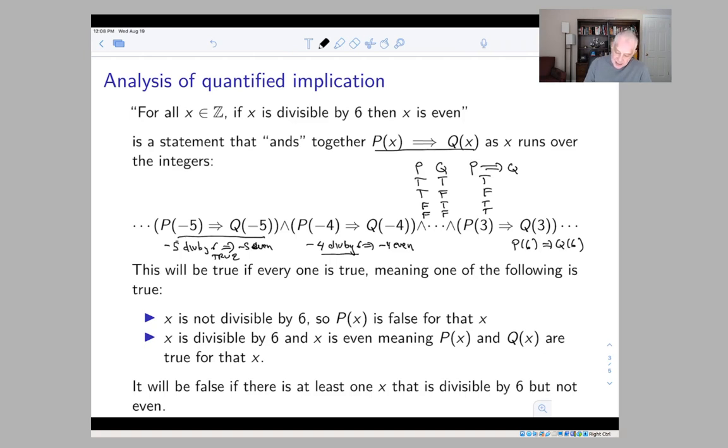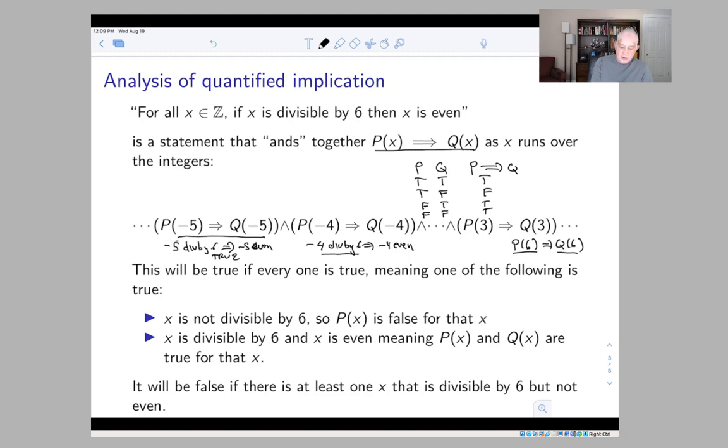And in that case, p of 6 is actually true, and there's something we have to check. Namely, is 6 even? Which it is. So in this gigantic and, there are kind of two situations. There's the situation where the number fails to satisfy the hypothesis. It's not divisible by 6, and that contributes a true to the for all. And then there's the x's which are in fact divisible by 6, and for those, we better have q to be true.